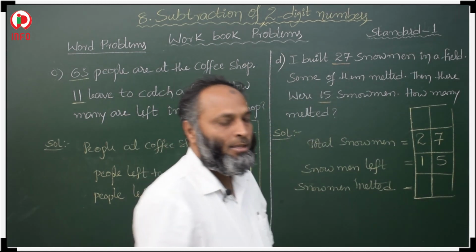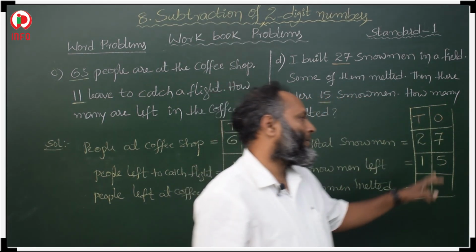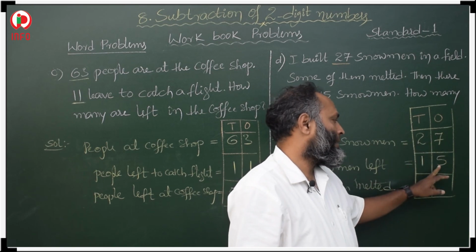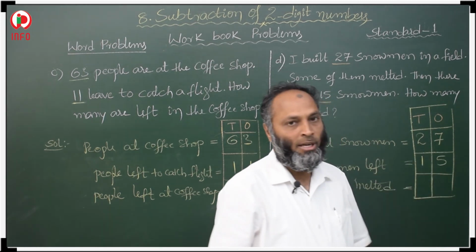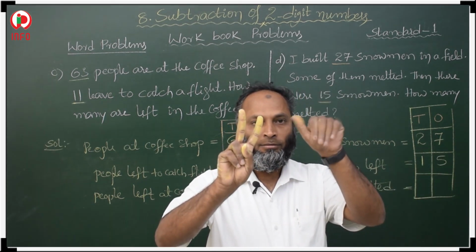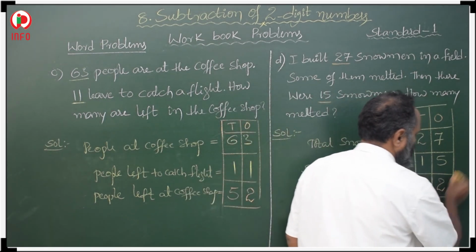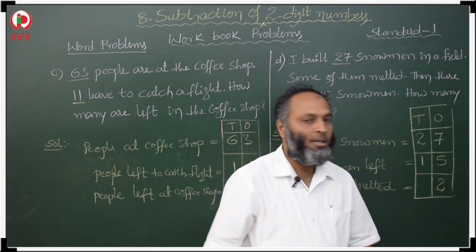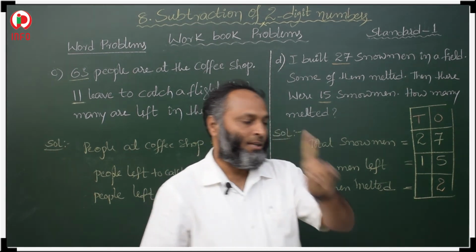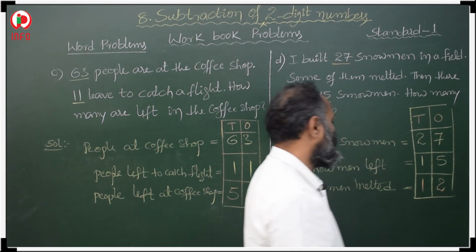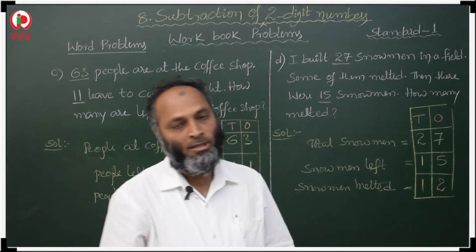So this is the 1's place, this is the 10's place. First we have to subtract the 1's place, 7 and 5. 7 is bigger and 5 is smaller. Bigger minus smaller we can minus, so 7 minus 5, then 2 is left. Then 2 minus 1 in the 10's place: 2 tens, from that we minus 1 ten, then 1 ten is left. It means 12 snowmen melted. Okay. So we have to write the steps and subtract.